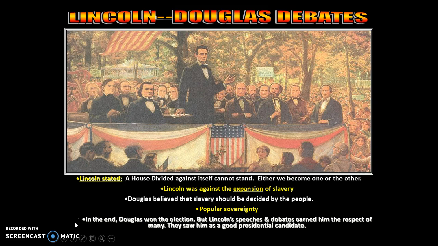Douglas believed that slavery would be decided by the people. That's why he's into the idea of popular sovereignty. In the end, Douglas actually wins the election, but Lincoln's speeches and debates earned him the respect of many, and they saw him as a good presidential candidate. So they remember that name 2 years later for 1860 when he runs as the Republican candidate.